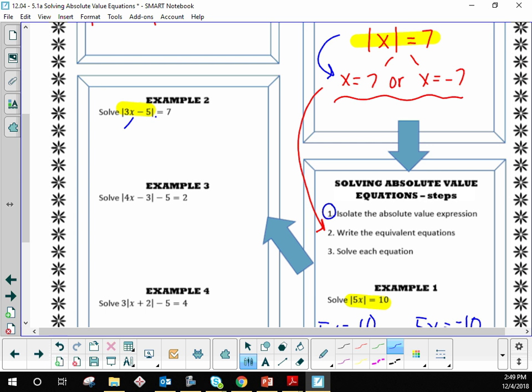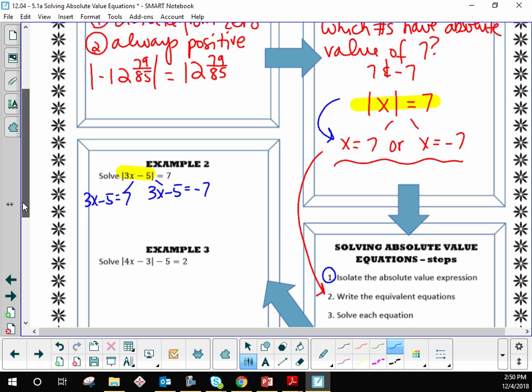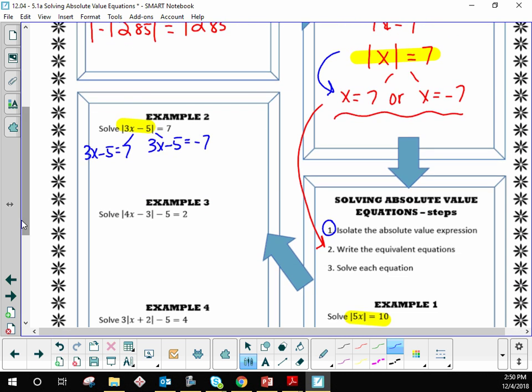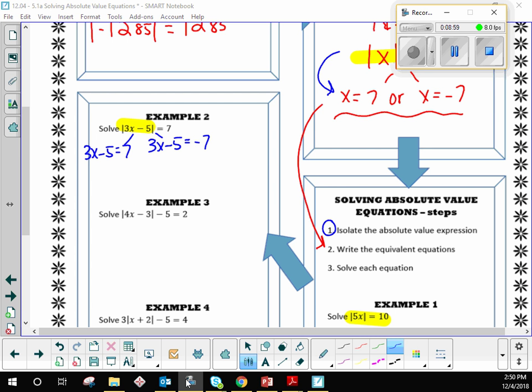So that means we write our two things. We take what's inside the absolute value, we just take it out. What's inside there? 3x minus 5. Take it out, write it down twice. That can equal two different things. It can either equal 7 or negative 7. And now we have those two equations to solve. So you go ahead and solve yours, please. And I will solve mine.